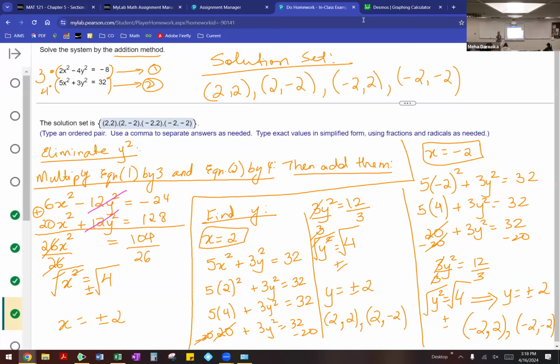Anybody have questions on this color here? No people? Okay, no questions?